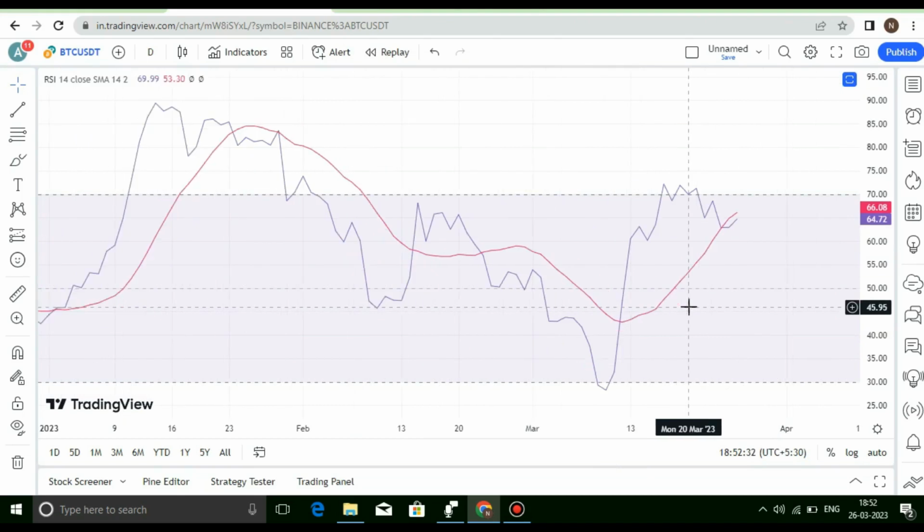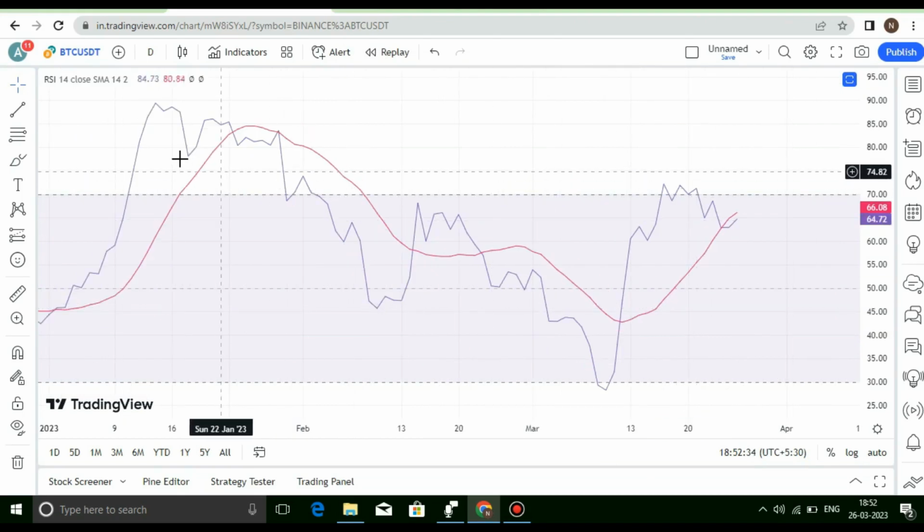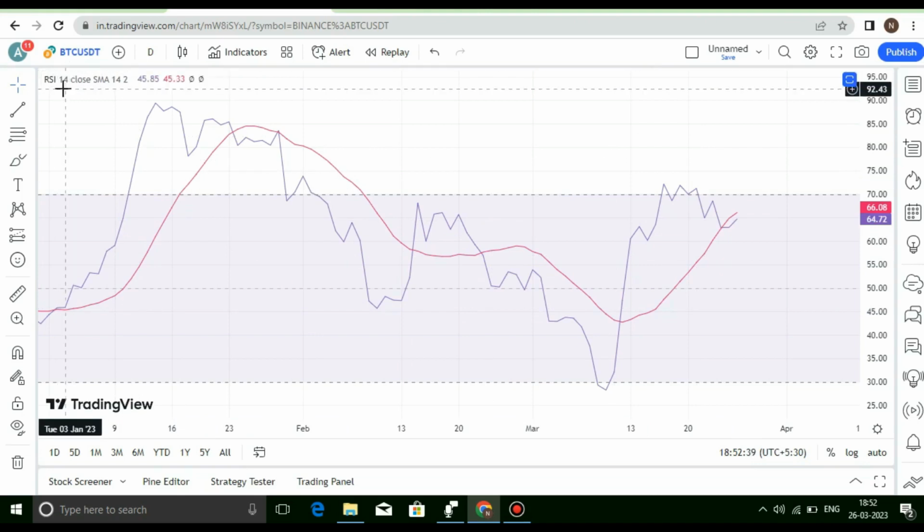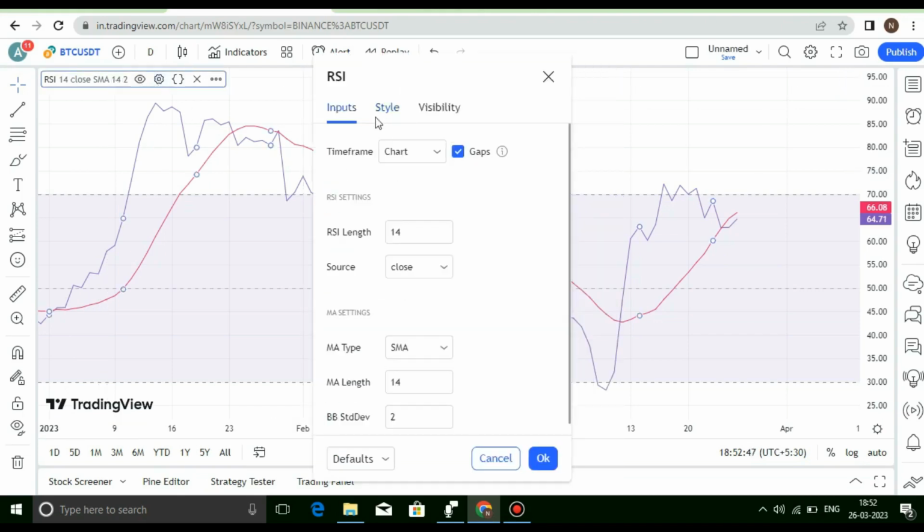In RSI, there are two lines. One line is the RSI line, which is the 14-day RSI, as you can see over here. This is the relative strength index of 14 days, and there is a simple moving average. You can use an exponential moving average. So let's go. We can select here from SMA to EMA and then apply it.